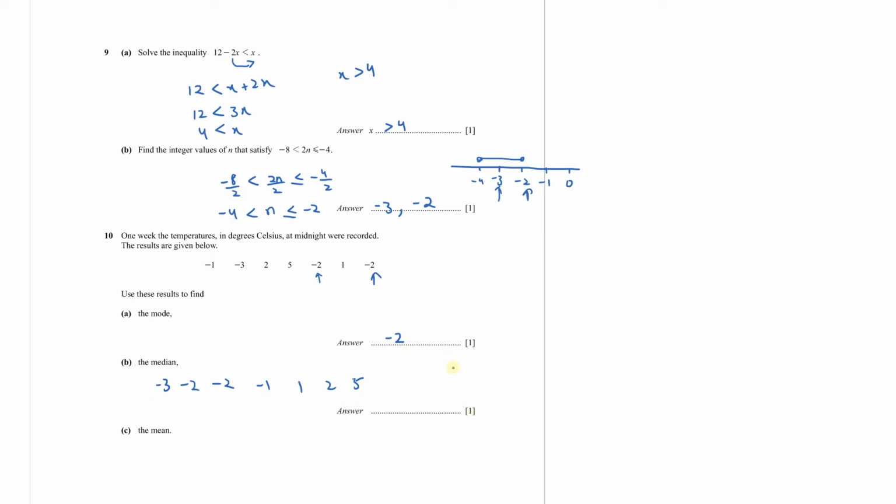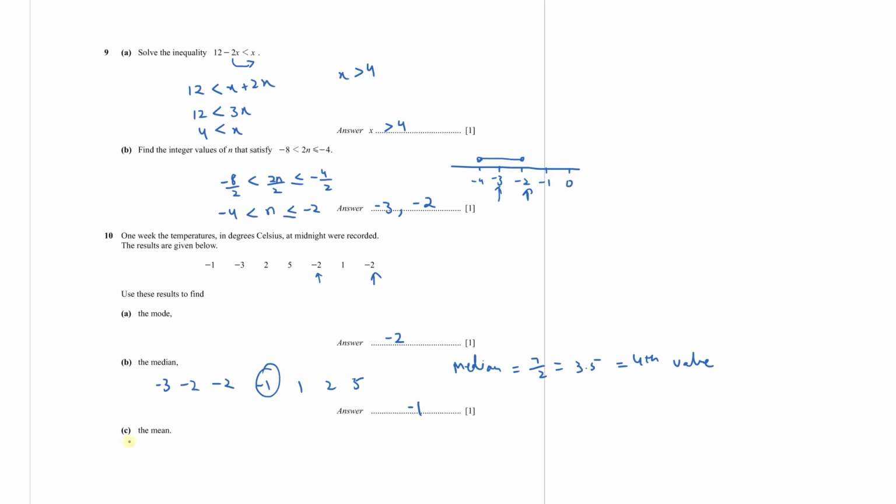Now the median: there are 7 values. 7 divided by 2 is 3.5, which means the median is the fourth value. So 1, 2, 3, 4. The median is minus 1.